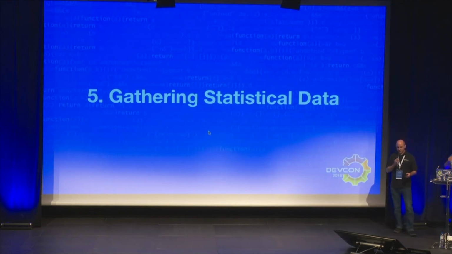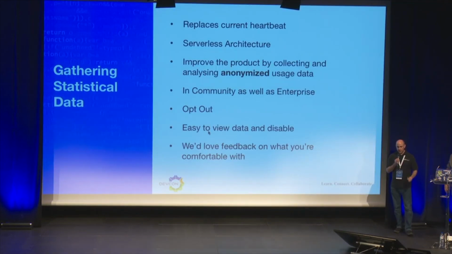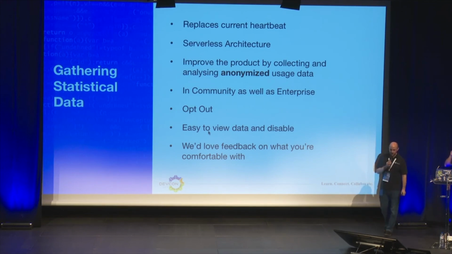And then finally, gathering statistical data. This is the other way that we're using AWS services. If you've been an Alfresco enterprise customer, you may know we had something called Heartbeat. This is the replacement for the Heartbeat architecture. So again, another serverless approach. We want to improve the product by collecting and analyzing anonymized usage data. I want to highlight that: it's anonymized. There's no customer information in there at all.